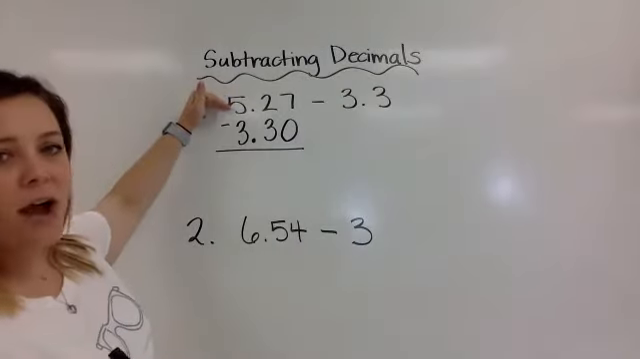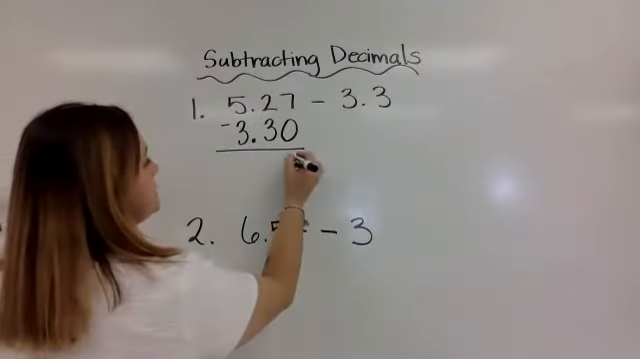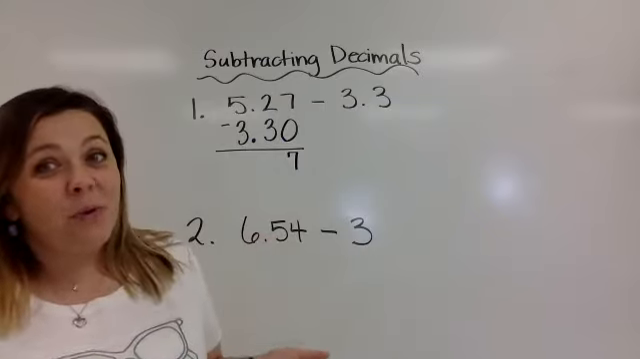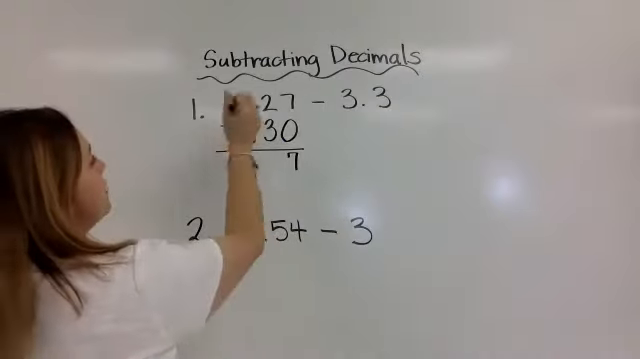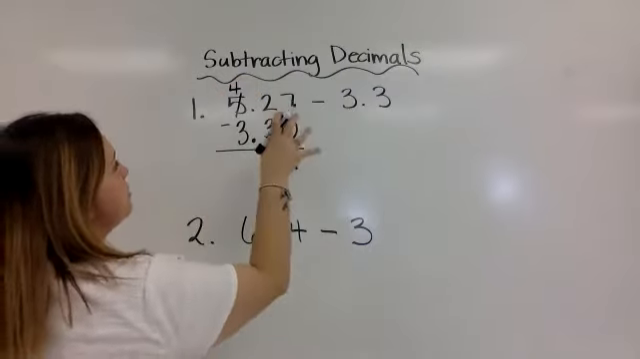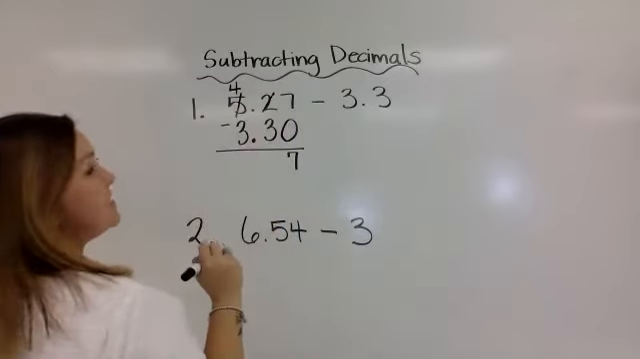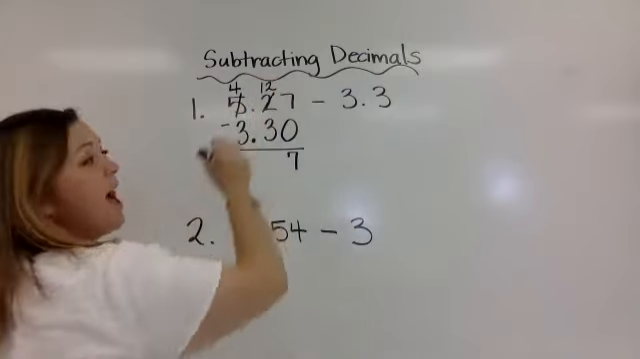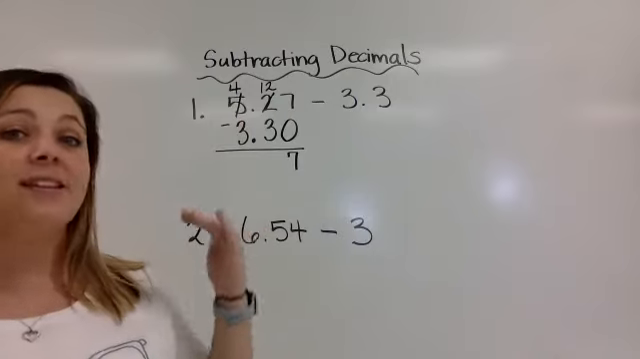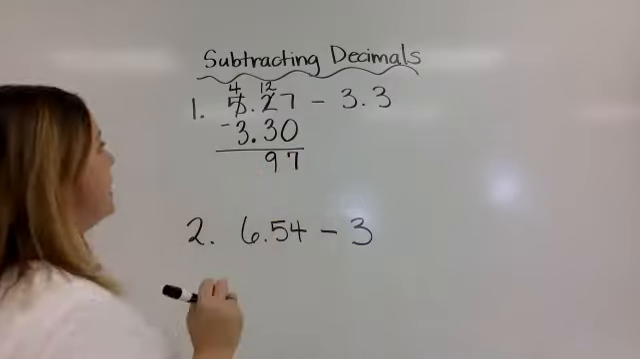I always must subtract from the top to the bottom. So first I say 7 minus 0 is 7. 2 minus 3, if I only have 2, I can't take 3 away, so I need to regroup. So I'm going to come over here and I'm going to take 1 from the 5, which leaves me with 4. And I'm going to unbundle that into 10 tenths. And when I add those 10 tenths to my 2 that I already have, I now have 12 tenths. So now I can subtract 12 tenths minus 3 tenths, and that gives me 9 tenths.